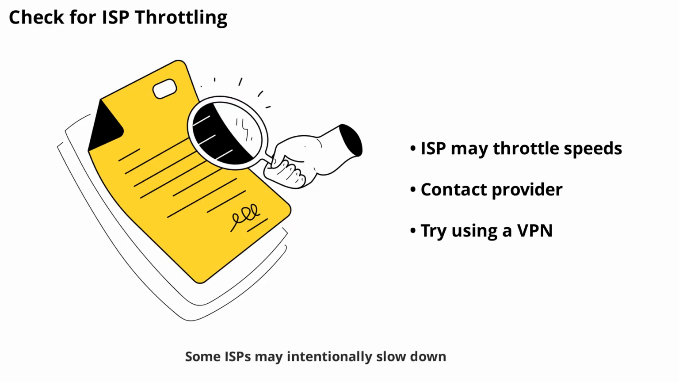Some ISPs may intentionally slow down your connection for certain types of traffic, a practice known as throttling. This can happen if you use a lot of data or access specific services. If you suspect throttling, contact your provider or consider using a VPN to see if your speeds improve.